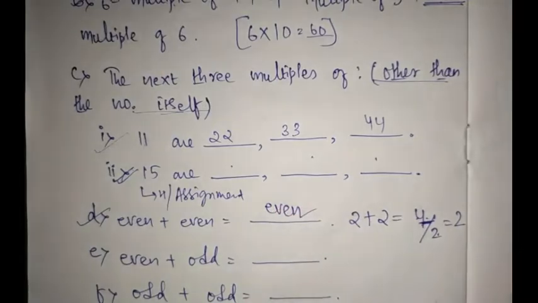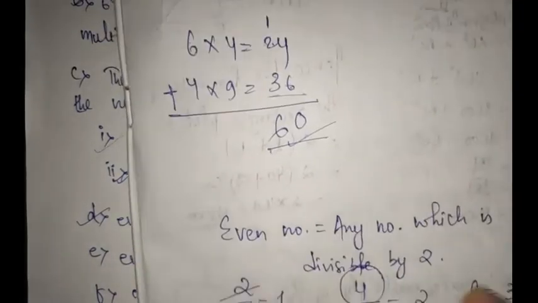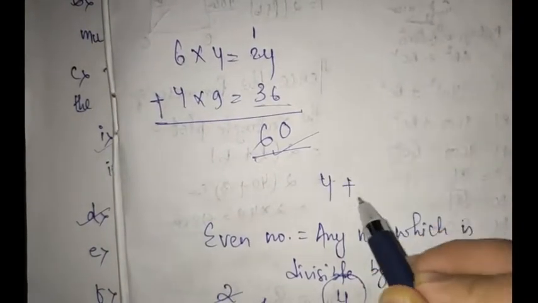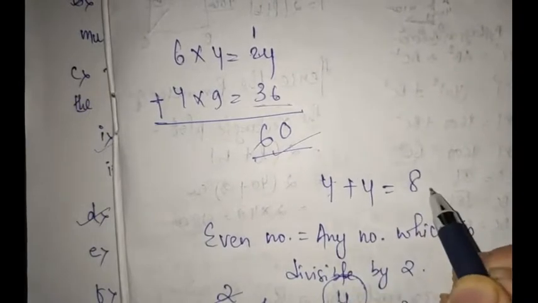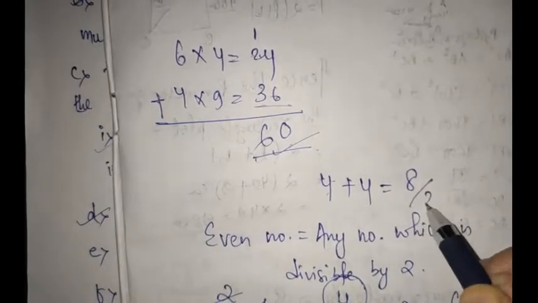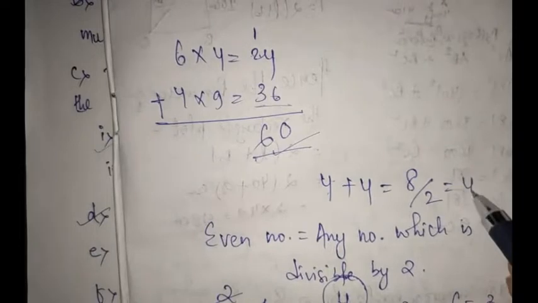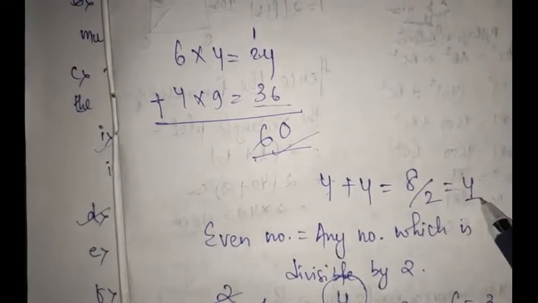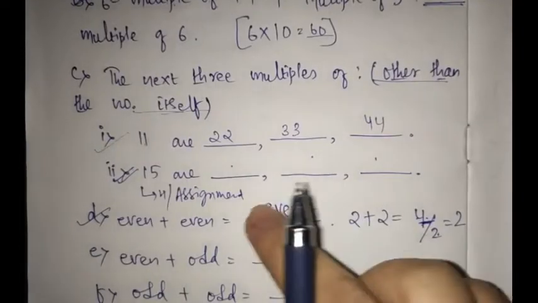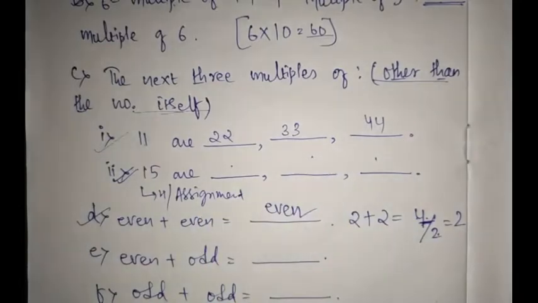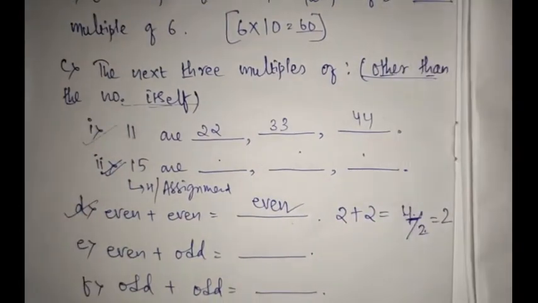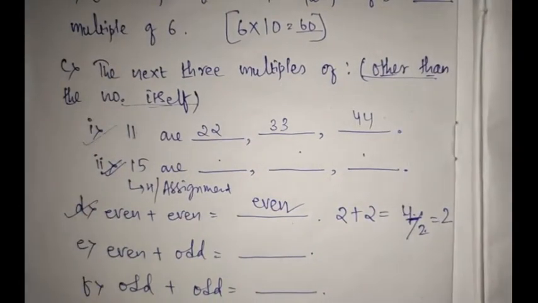Say for instance, other than 2, you have 4 plus 4 is 8. If you want to divide this 8 by 2, will you get an even number? 2 fours are 8. Yes, we are getting an even number. So yes, even plus even will make even only. Now what will happen when even plus odd? First, what is the concept of odd?